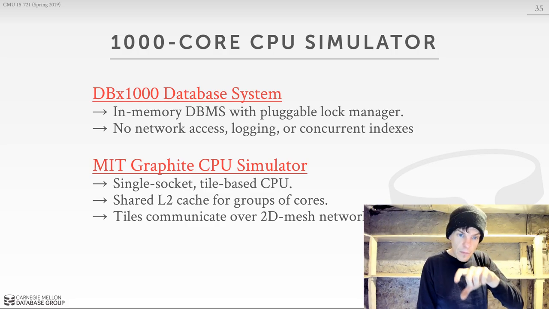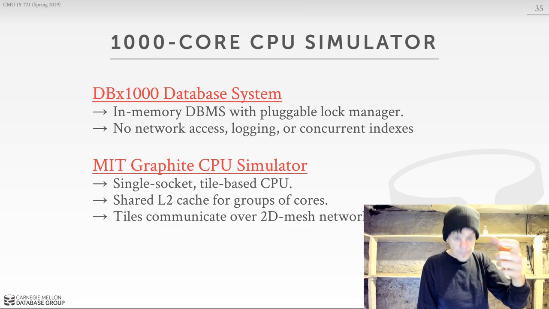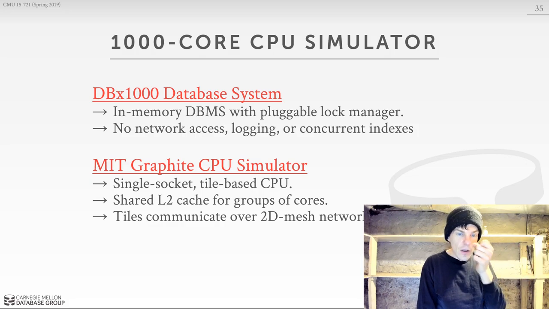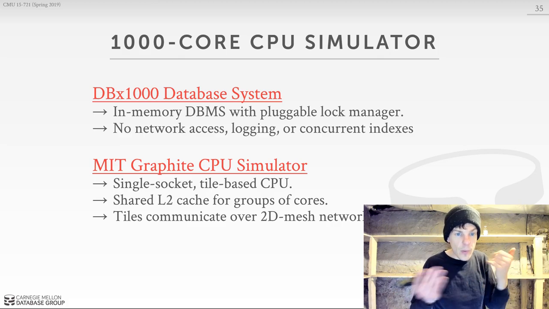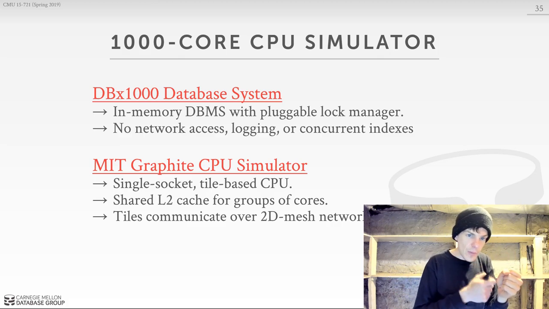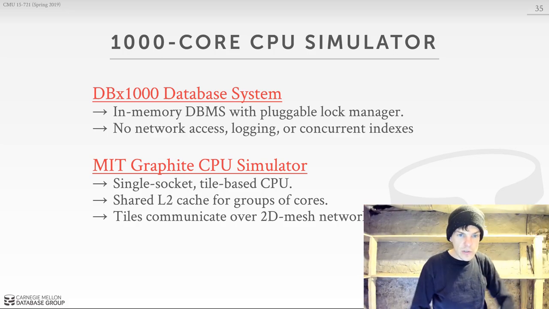The CPU we're going to simulate for this paper is called NUCA, non-uniform cache access or architecture, and this is where the cost of accessing the cache is going to be different, because there's going to be a shared L2 cache for groups of cores. But then again, I need to go over this mesh network to communicate with other cores. I can't just talk directly to my neighbors, or go over a single bus. I have to figure out how to route my messages on the messaging fabric on the chip.